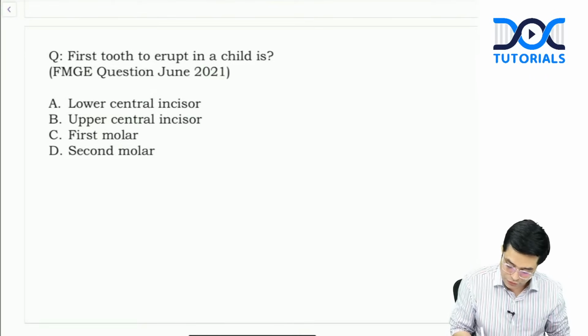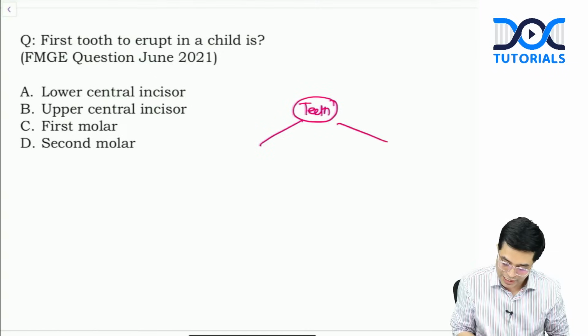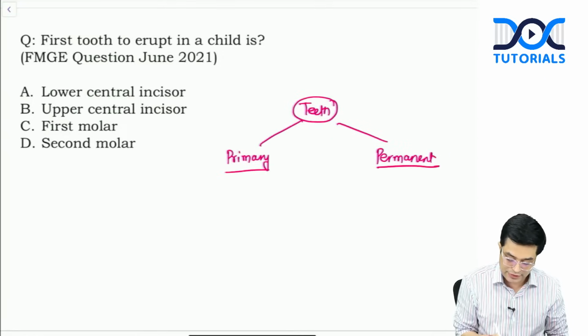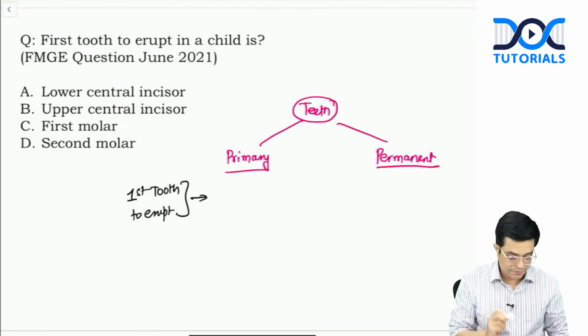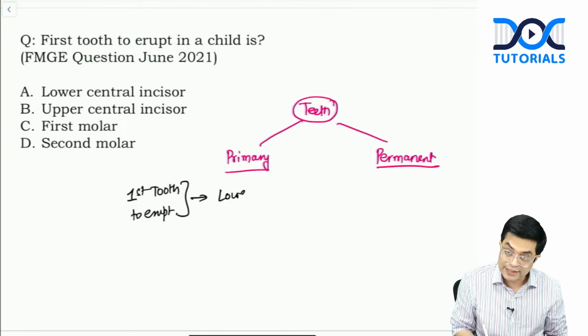So what is the point that you need to remember regarding this? There are two types of teeth. So I'll give a heading. Teeth in the children, you can have primary teeth and you can have the permanent teeth, right? What are the questions that can be asked? The only question which is asked repeatedly in the exam is, what is the first tooth to erupt? Overall first tooth to erupt in primary dentition, many of you are answering it correctly, excellent. It is lower central incisors.